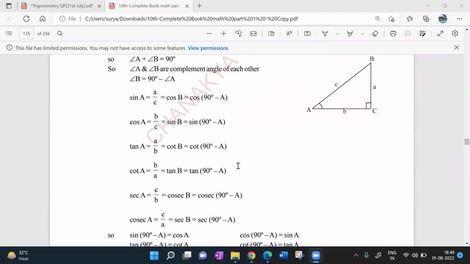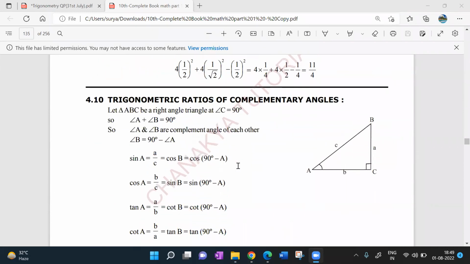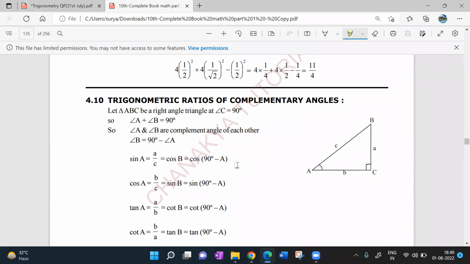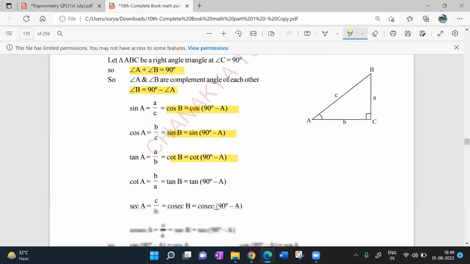Now I was discussing trigonometric ratios of complementary angles, right? Complementary angles is nothing but the sum of two angles is 90 degrees. So B is equal to 90 minus A. So cos B is what? Cos of 90 minus A. Sin B is what? Sin of 90 minus A. Cot B is what? Cot of 90 minus A.